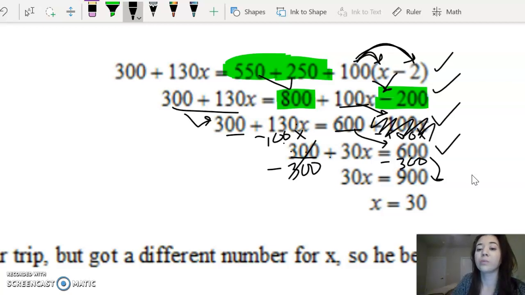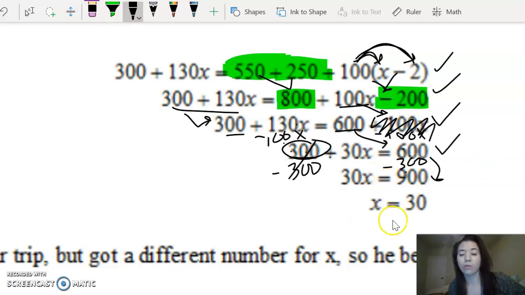Aha! So that's where he went wrong. He added 300. 600 plus 300 gives you 900 instead of subtracting. But we were supposed to subtract because this 300 was positive. If that said negative 300, then we would have added 300 to both sides. But because my 300 is positive, that means we subtract. So this is where he went wrong.